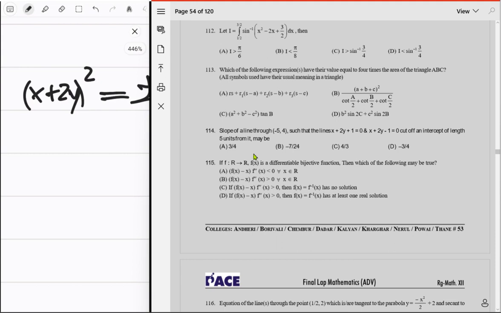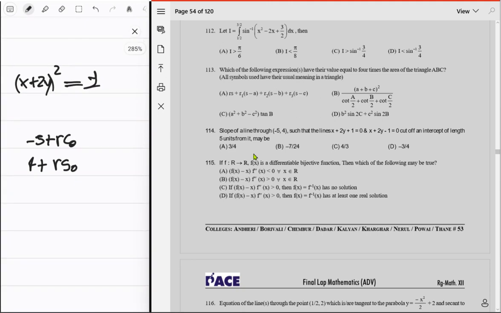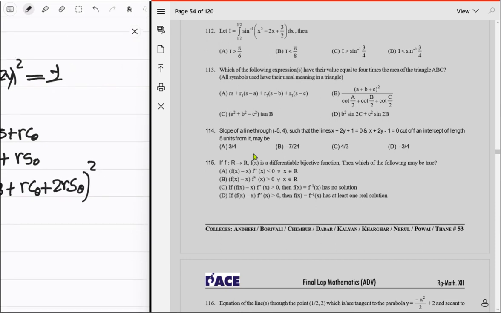So we can just say that x can be written as negative 5 plus r cosine theta, and y gives 4 plus r sine theta, and then put that over there. So you get negative 5 plus 8, which is 3. So just 3 plus r cosine theta plus 2r sine theta, whole squared, that is equal to 1.